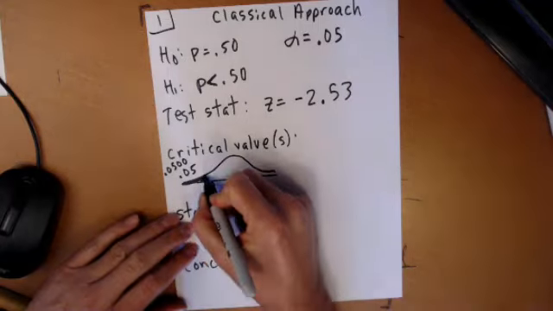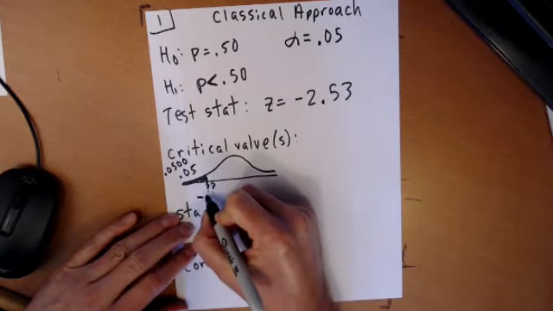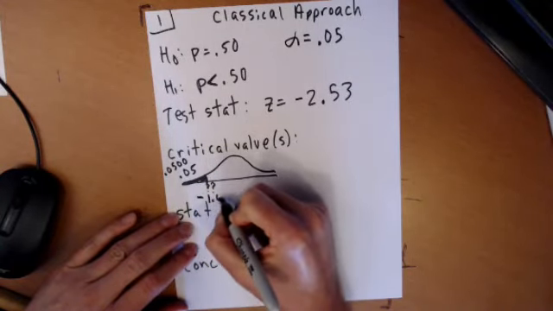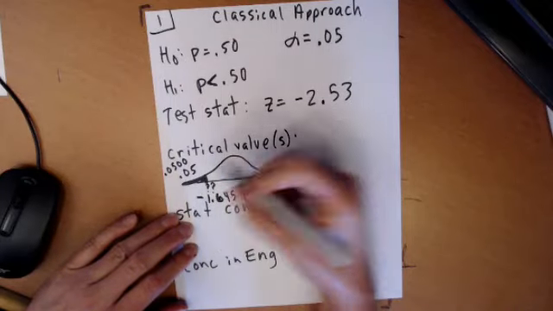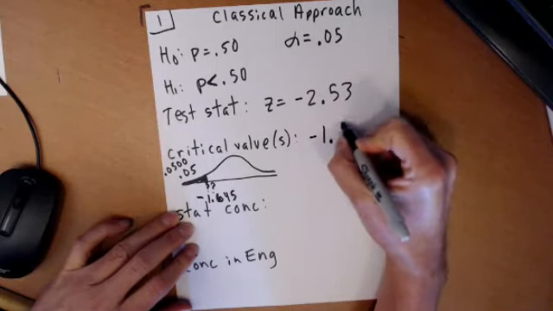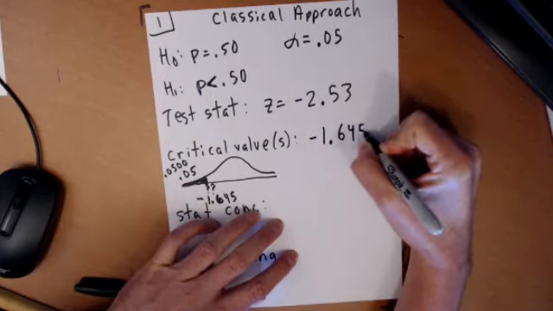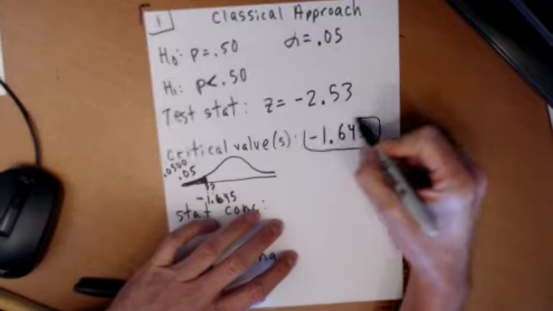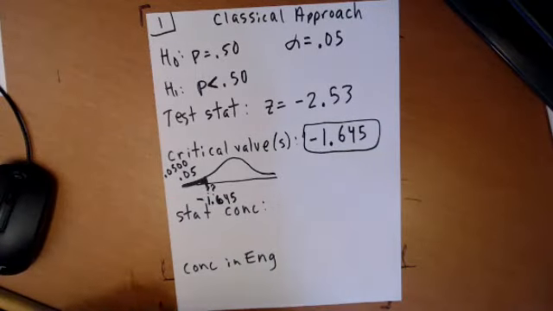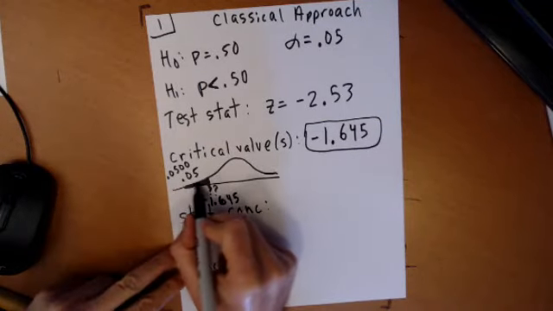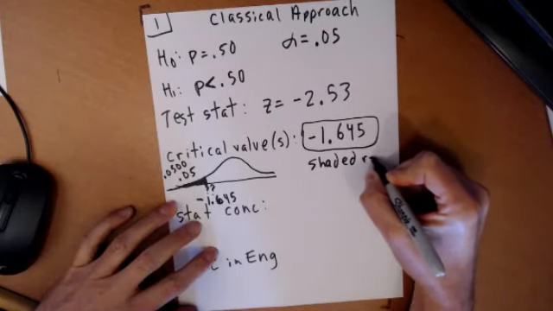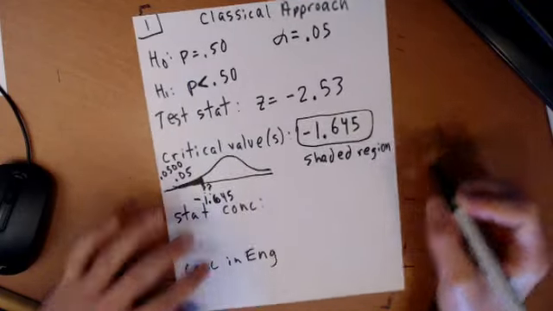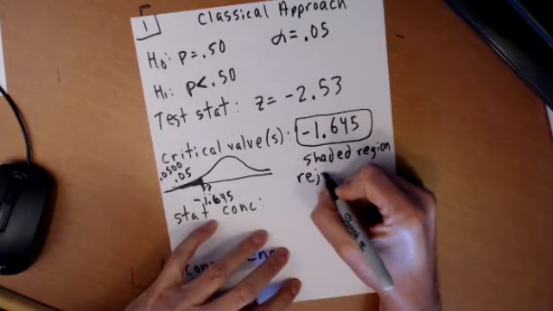So this value right here is negative 1.645. So that breaking point, that's our critical value, negative 1.645. That is our critical value. Okay, so what does that mean? This shaded region over here is also called the rejection region.